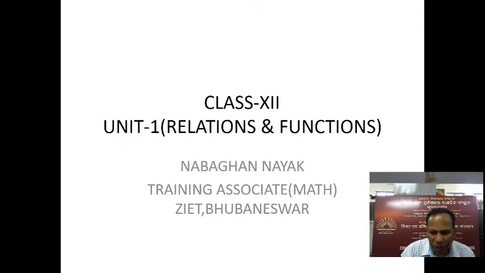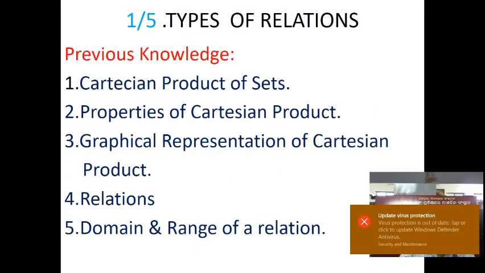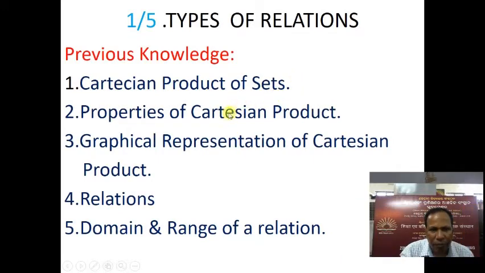So let us discuss some of the things which are already done in class 11. To remind you, the things which you have already done in class 11 are Cartesian product of sets, properties of Cartesian product, graphical representation of Cartesian product, then definition of relations, domain and range of a relation.